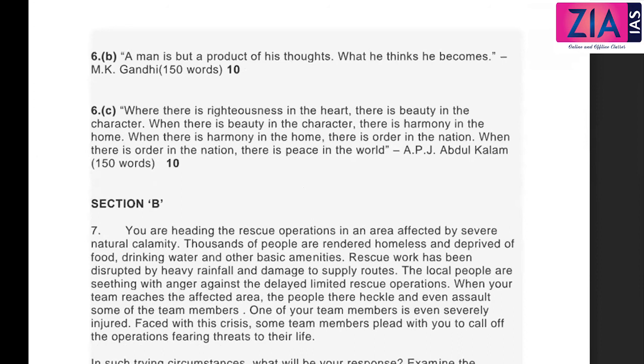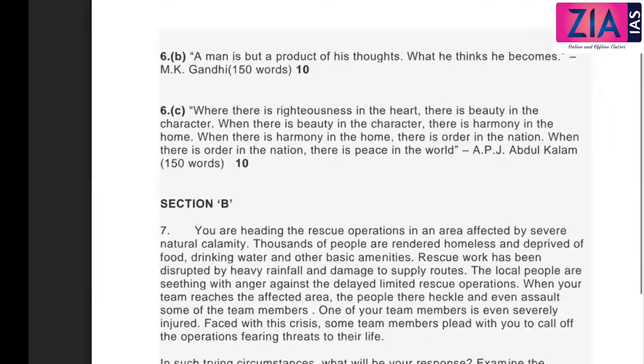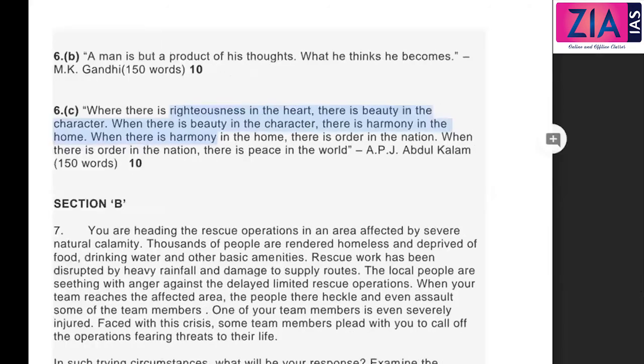Okay, now these two, briefly I will mention. Let's see. What is that? A man is but a product of his thoughts. What he thinks, he becomes. And this is something which you can explain. There is no need to discuss here.